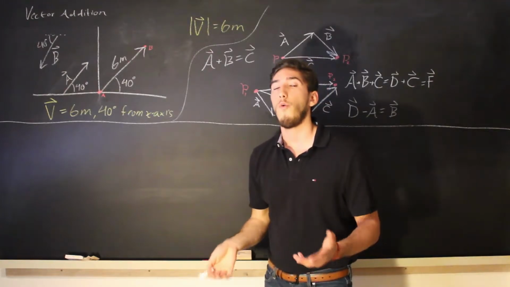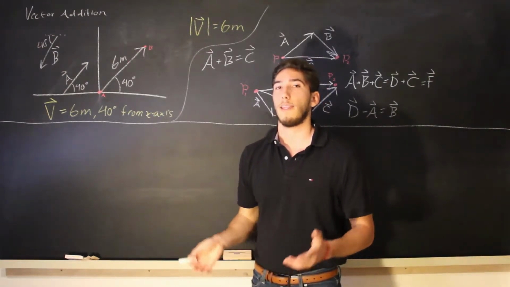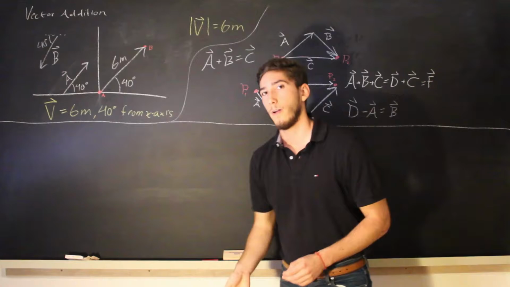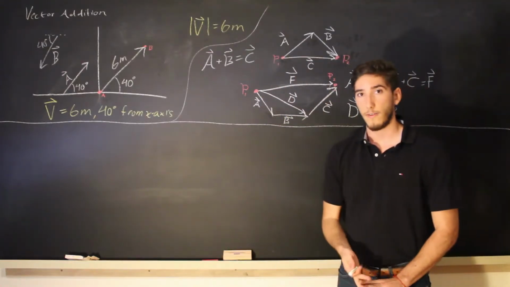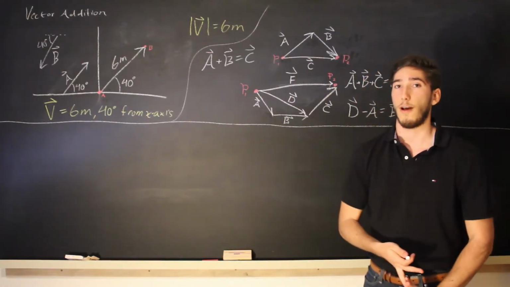Okay, so now we know what a vector is, and we know the anatomy. Now let's actually do some addition. Vector addition is both associative and commutative. First, let's do this graphically.